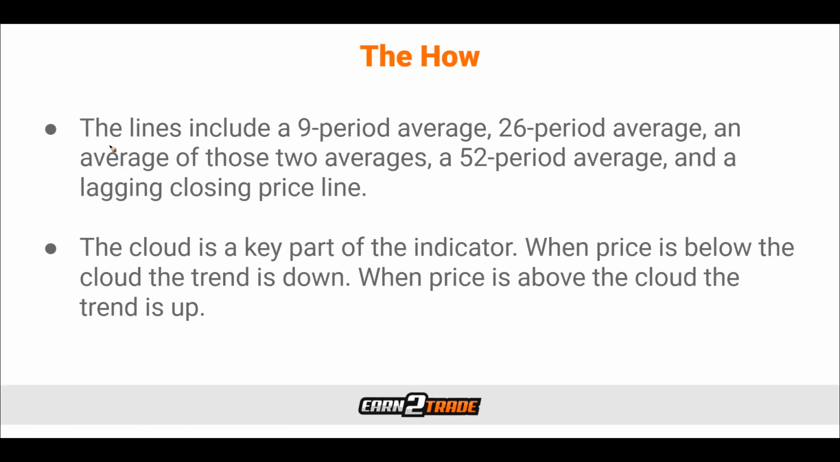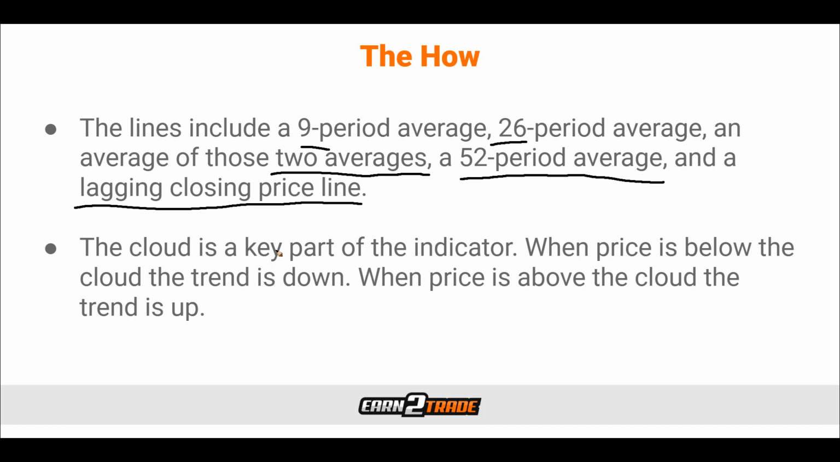The lines include a 9-period average, a 26-period average, an average of those 2 averages, a 52-period average, and a lagging closing price line. So there is a lot going on there. Once again, that's a 9-period average, a 26-period average, an average of those 2 averages, a 52-period average, and a lagging closing price line. But once again, guys, don't be scared. We will understand what all of this means at the end, and we will do this together.